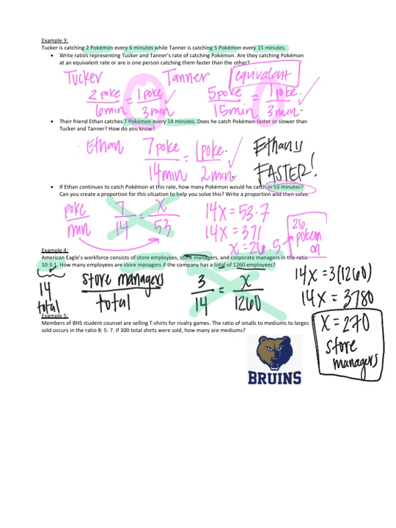In this last problem, members of VHS Student Council are selling t-shirts for rivalry games, which hopefully we get to do that this year because it's very fun. The ratio of smalls to mediums to larges sold occurs in the ratio of 8 to 5 to 7. So we know that 8 goes with the small, medium is 5, large is 7. If 300 total shirts are sold, how many are mediums?